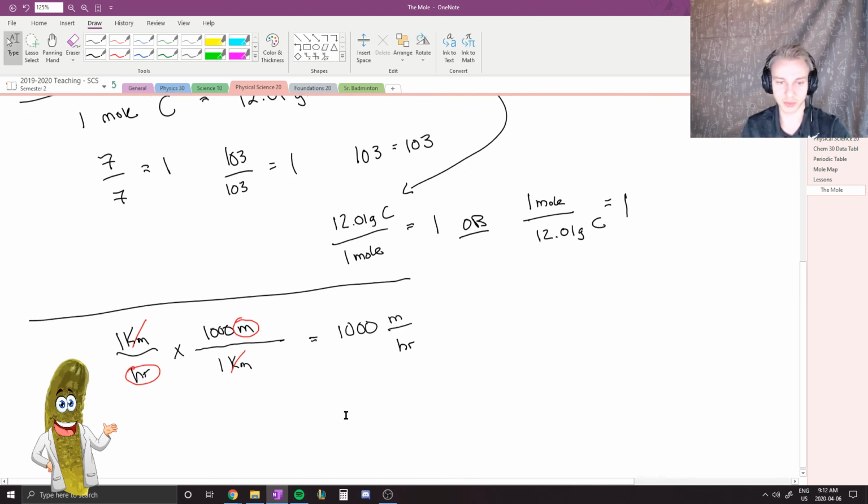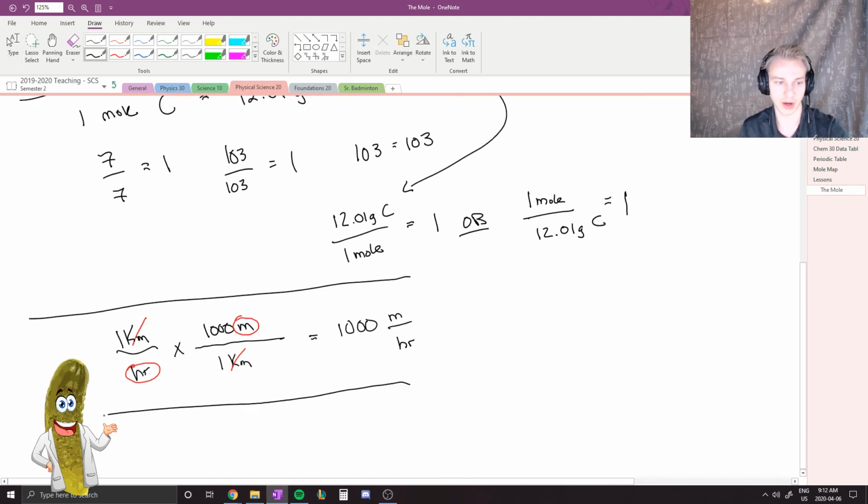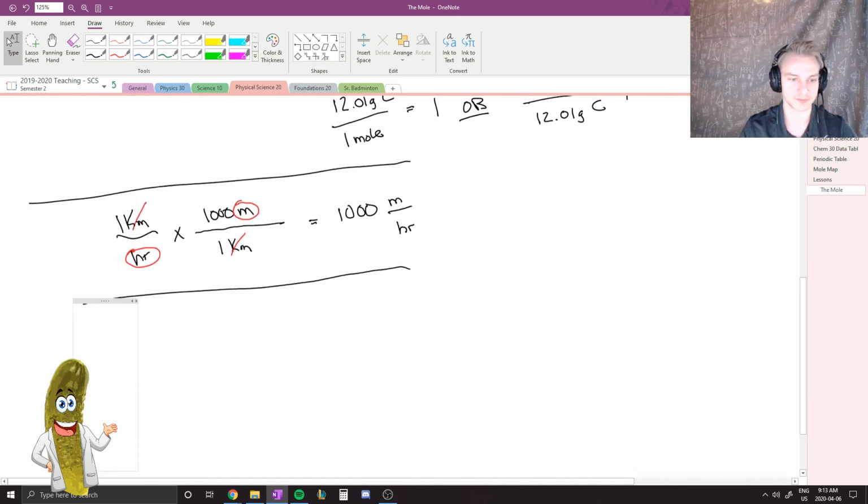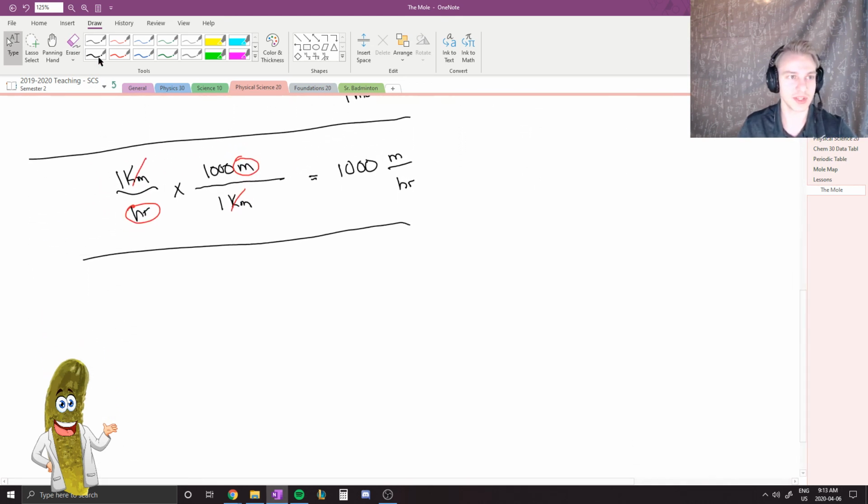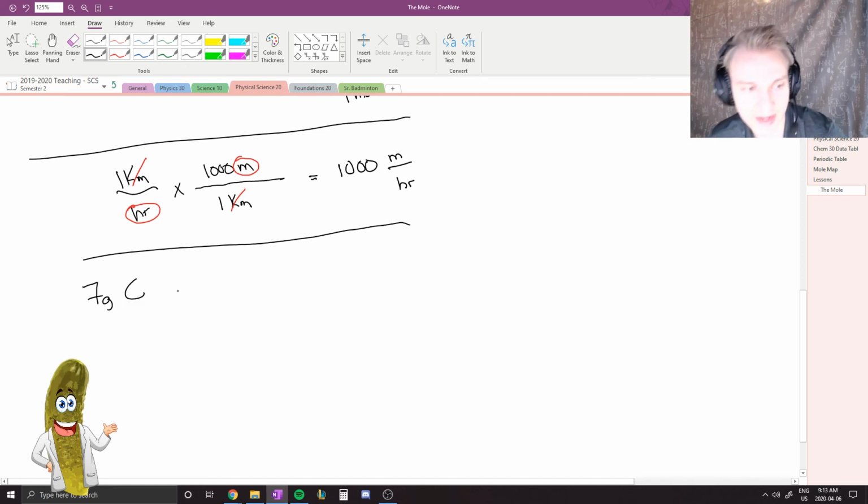And where that becomes a little bit more applicable to us is when we start looking at converting between units. So let's say that I gave you 7 grams of carbon. I don't know how I would hand that to you, but let's say I handed you 7 grams of carbon here. And you wanted to figure out, okay, how many moles of carbon do I actually have?